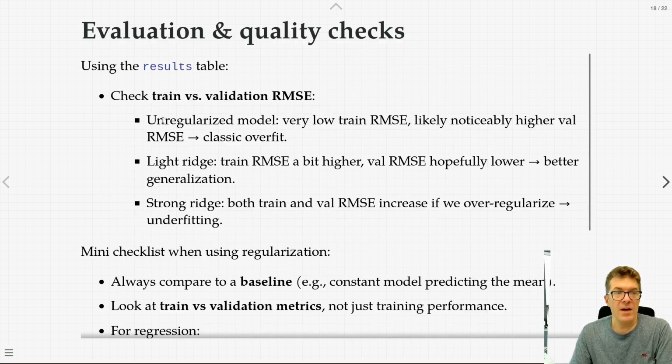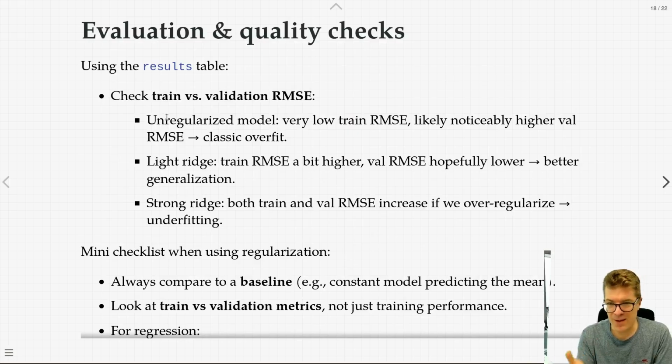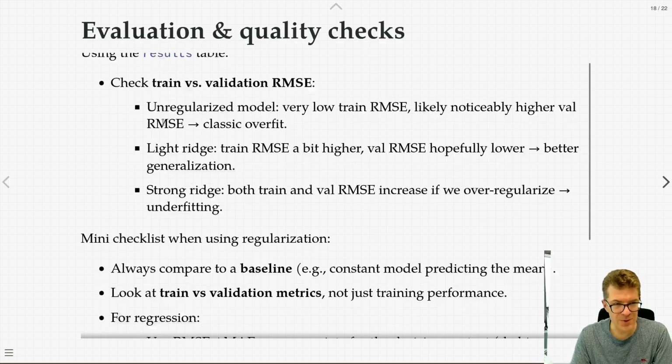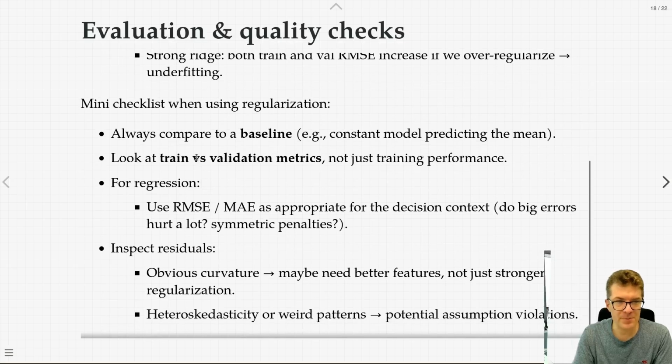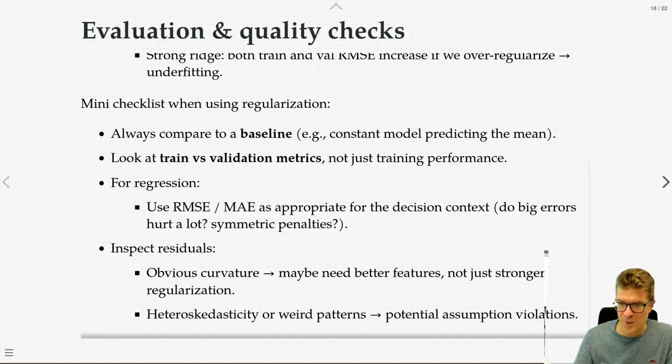So looking at the results, everything I'm going to mention here is what I just mentioned several times already, so I'm just going to jump ahead a little bit. When you're using regularization, a good mini checklist is to always have a baseline. We talked about baselines before a little bit also. I wouldn't recommend using the simplest possible baseline. It's probably not a great idea.